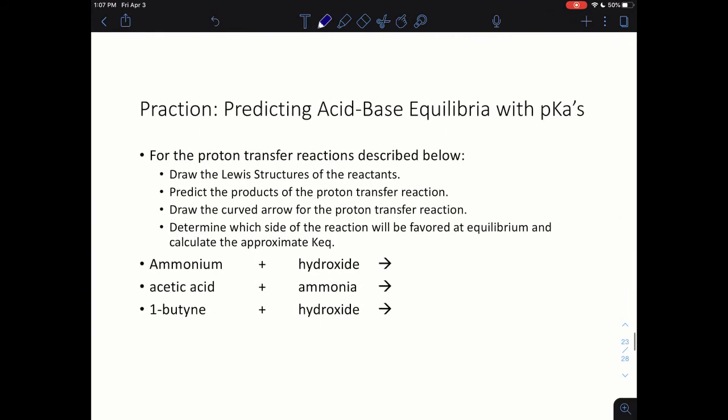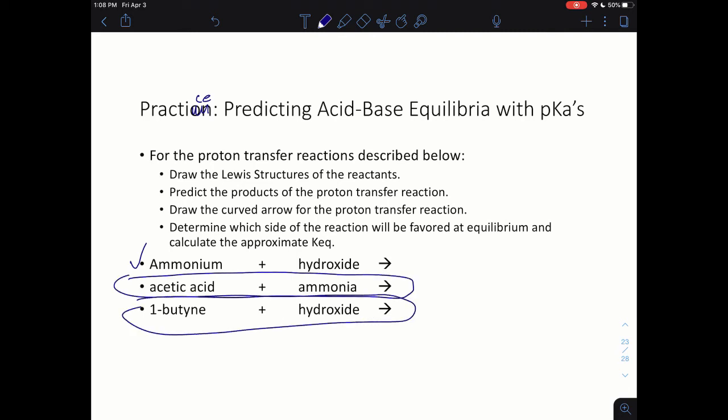So what I like to do now is practice predicting acid-base equilibria with pKa's. We've already looked at ammonium plus hydroxide. But now I'd like for you to pause and take a look at acetic acid plus ammonia, and then 1-butyne plus hydroxide. And I'd like for you to do these things.